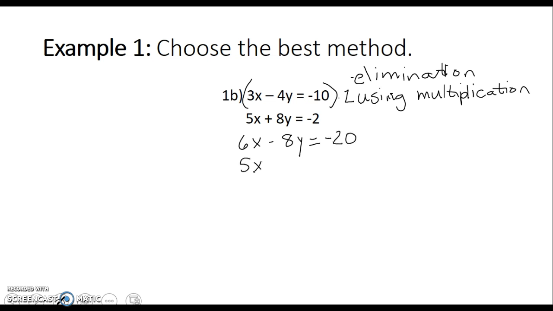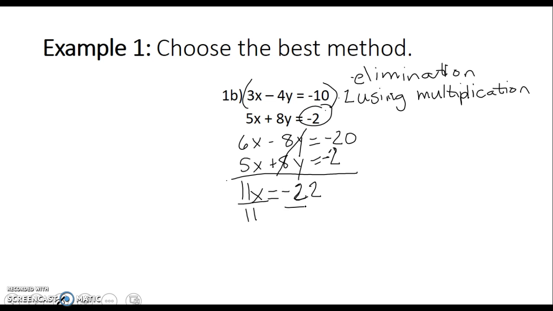Then I'm going to write that second equation again. I'm not doing anything to that one. So now I've multiplied. Now I just eliminate. So I'm going to add these together. 6x plus 5x gives me 11x. Negative 8y plus 8y cancels. And that equals negative 20 plus, not plus 2, plus negative 2. I forgot that negative in front of there. Negative 20 plus negative 2 gives me negative 22. Now I divide both sides by 11 to get x by itself.